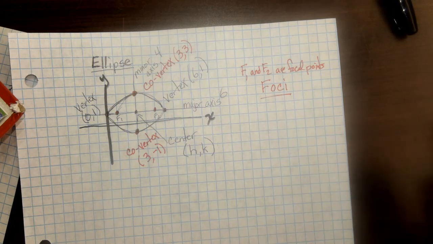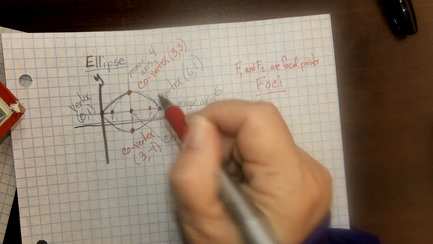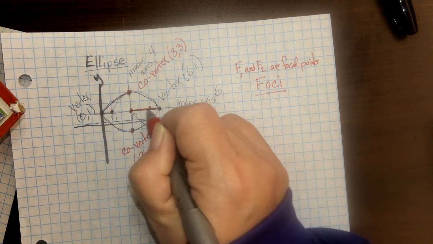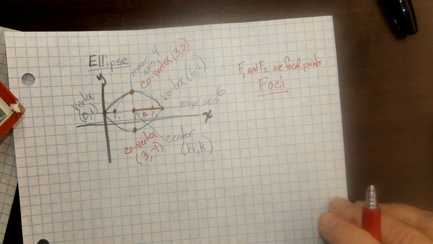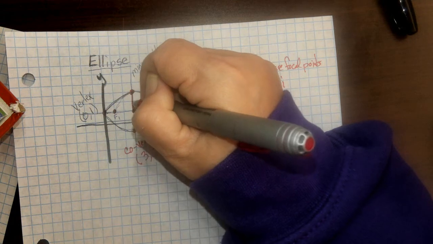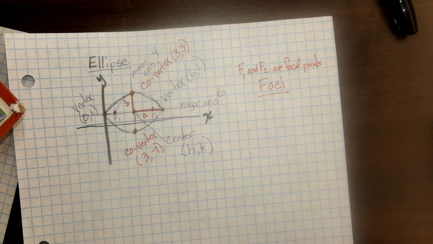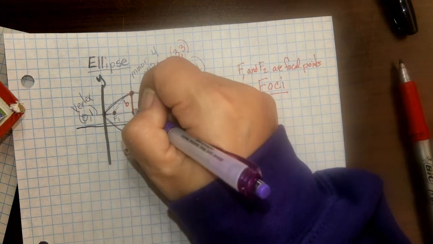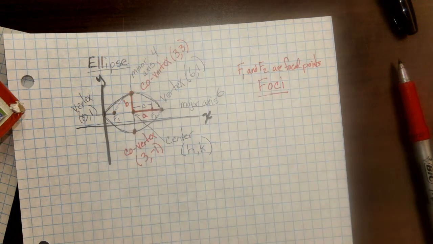Alright, so let's talk about the lengths here. We call the length that goes from the center out to the vertex on the major axis A. And we call the length from the center to the co-vertex on the minor axis B. And then a length of interest for us is going to be the length from the center to the focus. And that length is C.